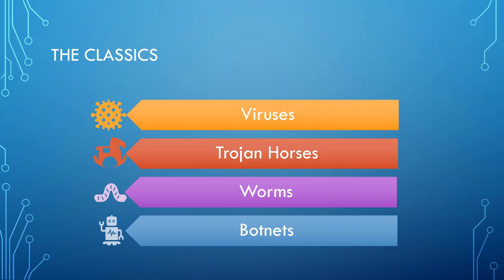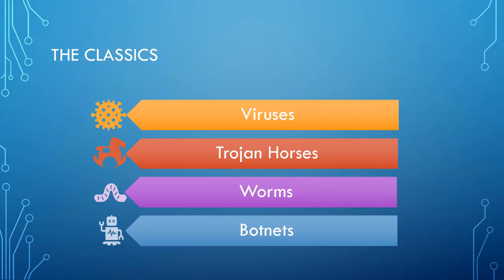Then you also have worms. Worms are like viruses, but they try to infect the network. So the moment that you have a worm in a network, the worm is going to try to infect every single computer connected to the network. And that's going to be another malware that is very common, especially in the last few years.